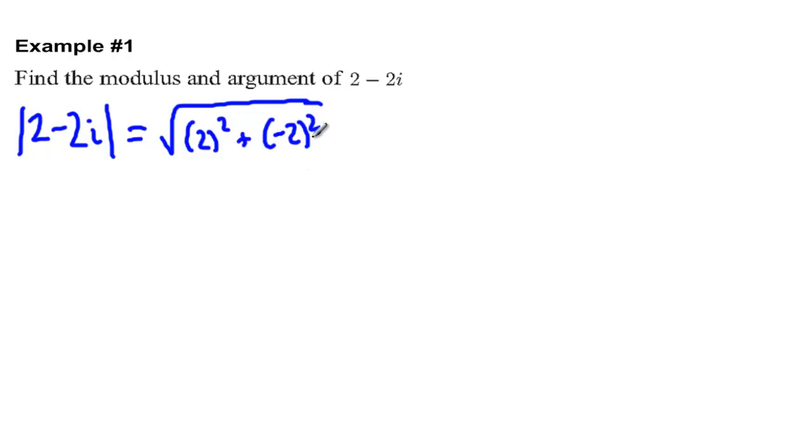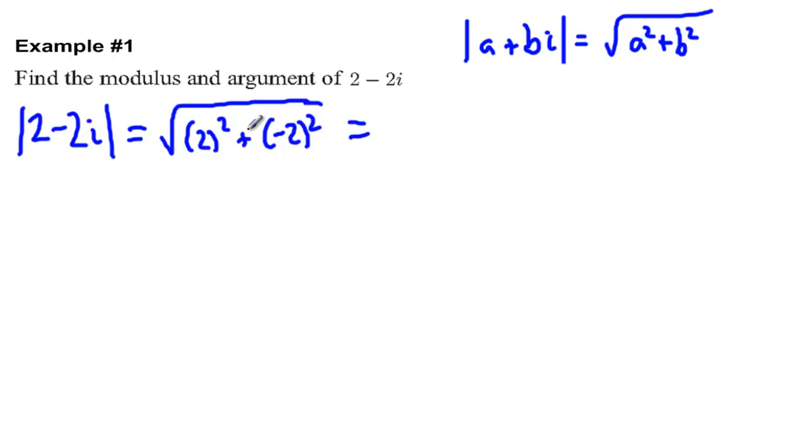Now, a lot of people may try to throw in an i, but it's not that at all. Just as a recap, the magnitude of a plus bi is the square root of a squared plus b squared. There's no i involved. The i just represents the y axis. So that gives us what as an answer? Root 4 plus 4 is root 8. So that works out to be 2 root 2.